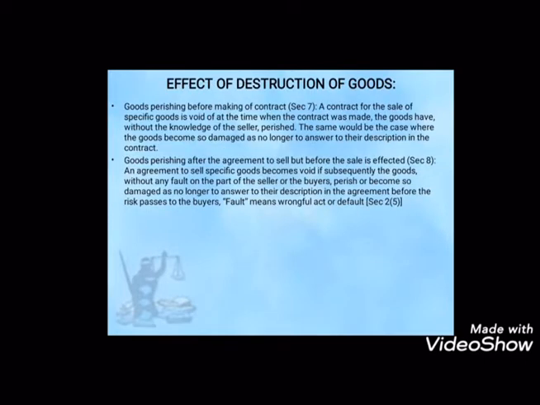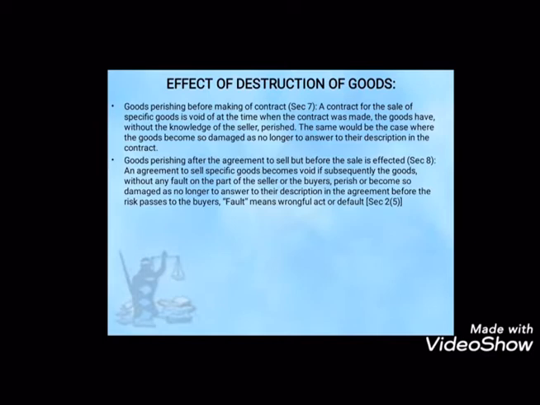Effect of destruction of goods. Section 7 of this act says that goods perishing before making of contract. A contract for sale of specific goods is void if at the time when the contract was made the goods have, without the knowledge of the seller, perished. The same would be the case where the goods become so damaged as no longer to answer to their description in the contract. For example, A sold specific goods to B which were lying in A's godown. Unknown to both the parties, the goods got destroyed due to fire. Such contract is void.